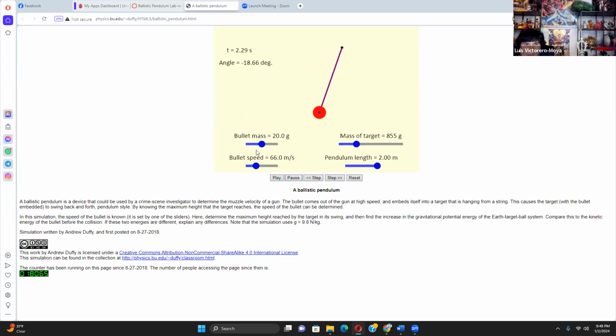Still, maybe I want to put more mass here. Now, let's put more speed. Okay, that probably makes more sense. There. So what happens in this case, right?